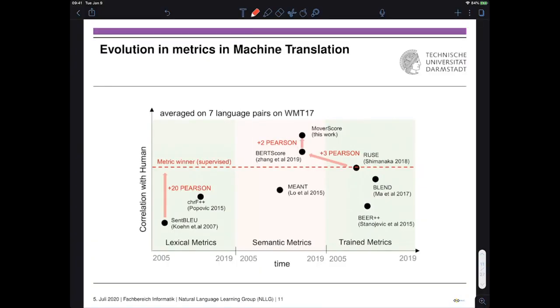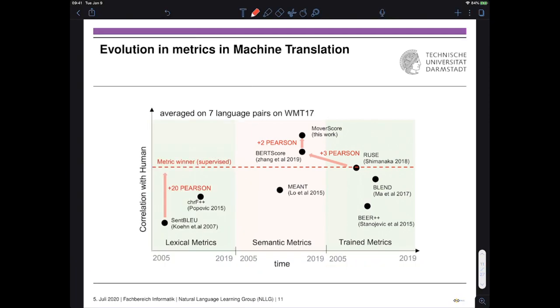Let's see the progress of evaluation metrics in the last decade. Metrics could be labeled into three groups in terms of their different implementations: lexical metrics, semantic metrics, and supervised metrics. Lexical metrics only account for word overlaps, but semantic metrics use word embeddings to account for semantic changes, while supervised metrics use the supervision from human judgments to train a metric.